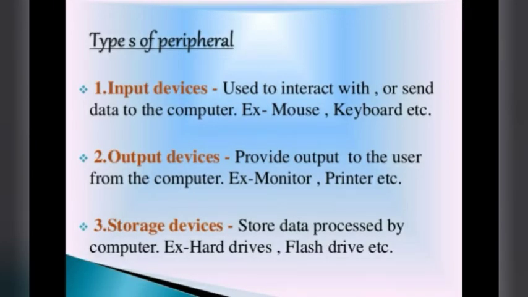Types of peripherals. First, input devices, used to interact with or send data to the computer. Examples: mouse, keyboards, etc. Second, output devices provide output to the user from the computer. Examples: monitor, printer, etc. Third, storage devices store data produced by the computer. Examples: hard drives, flash drives, etc.